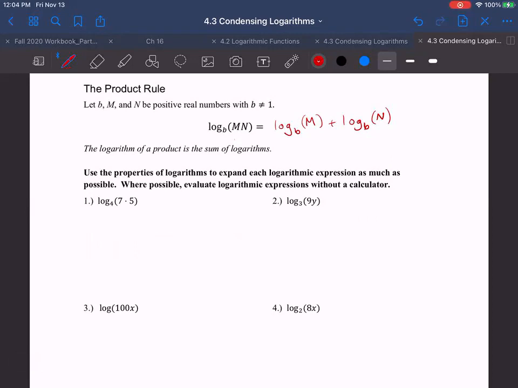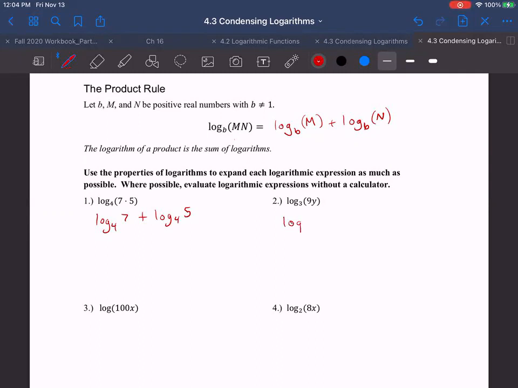So we've got log base 4 of 7 times 5. We can rewrite that as log base 4 of 7 plus log base 4 of 5. And then we can't really reduce any of these anymore. We can't determine what the logarithm is without a calculator. So we move on. We look at number 2.